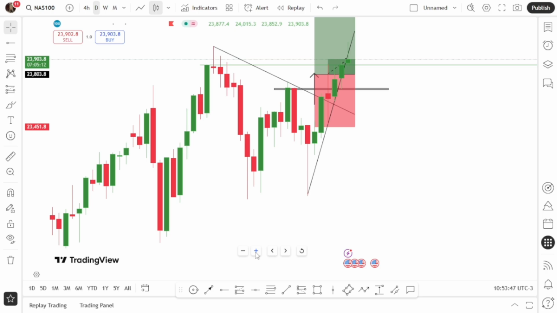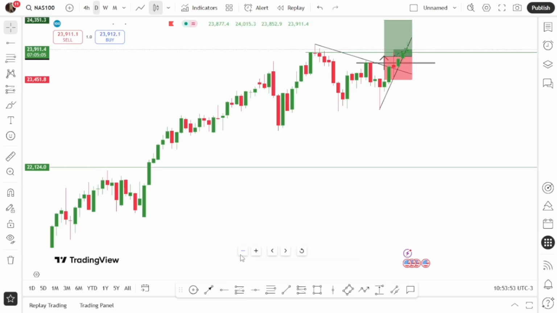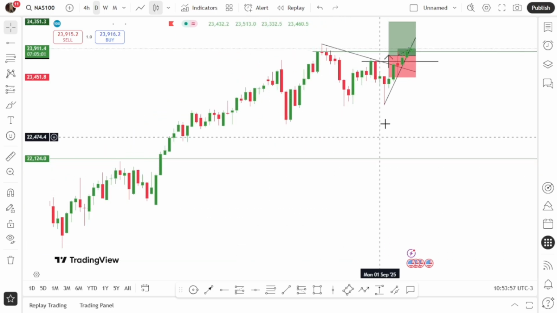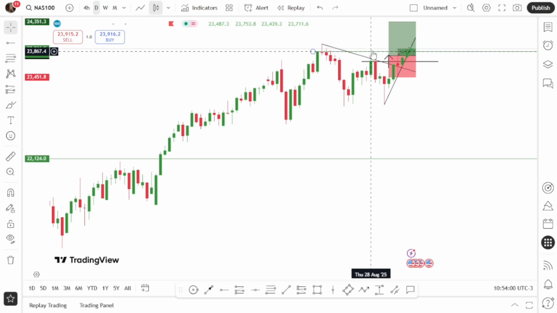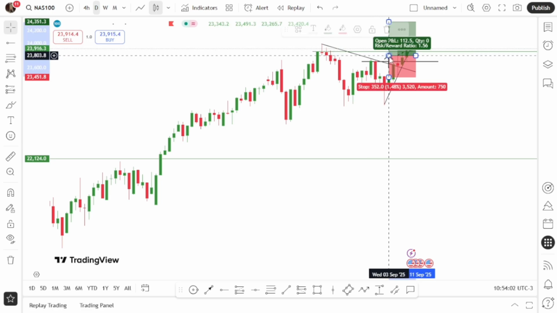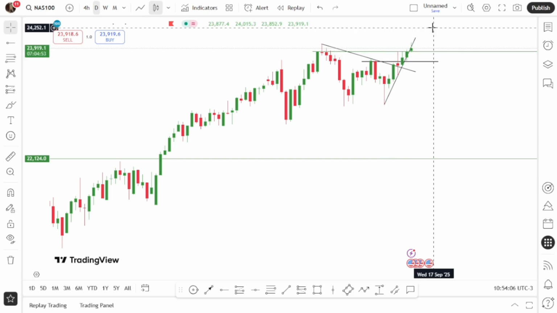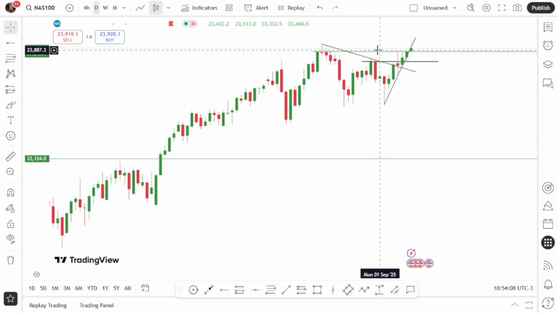So now you can see clearly that this is NAS100 on my screen. And guys, remember I told you that there was going to be a buy signal on NAS100. And what made me visualize this buy?